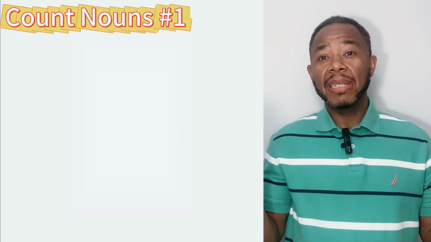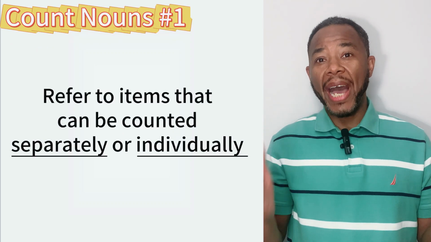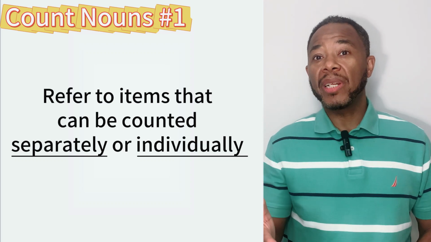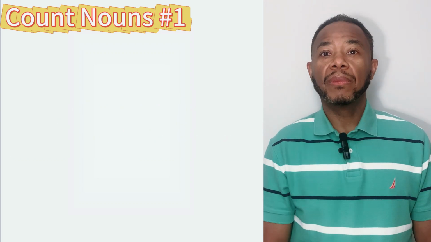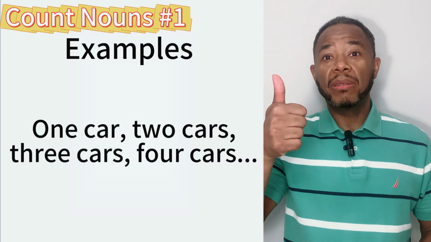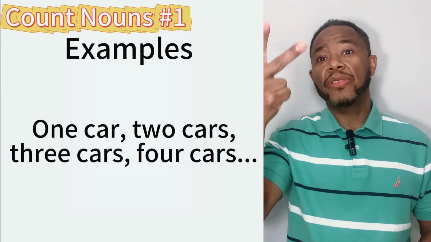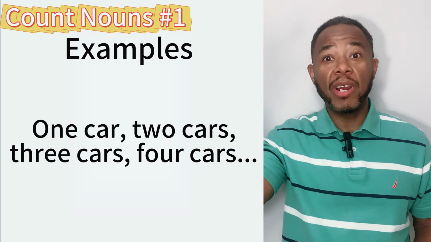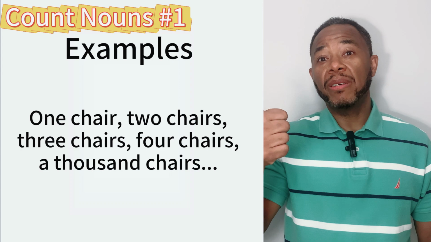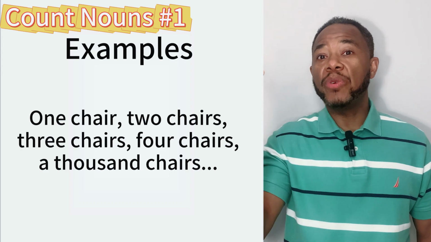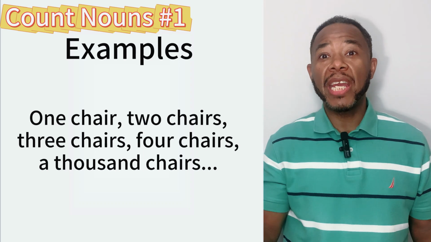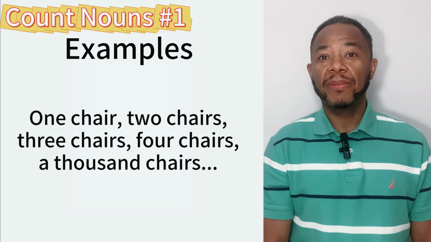Number 1, count nouns refer to items that can be counted separately or individually. For example, I can say 1 car, 2 cars, 3 cars, 4 cars, and so on, right? 1 chair, 2 chairs, 3 chairs, 4 chairs, 1,000 chairs, and so on.